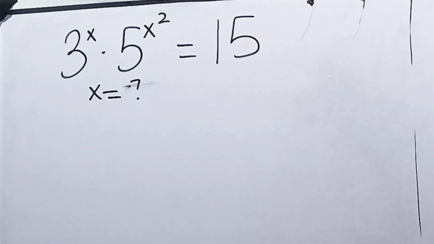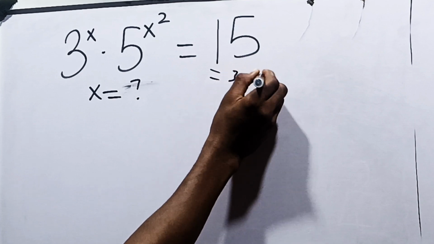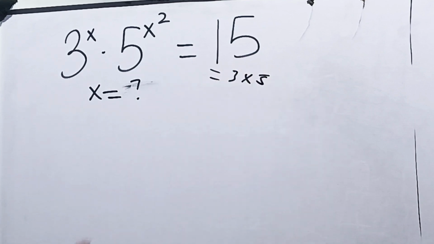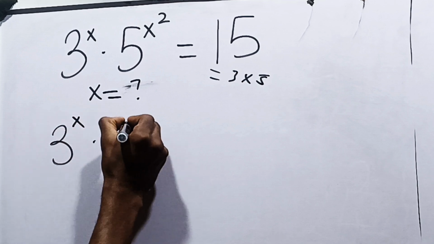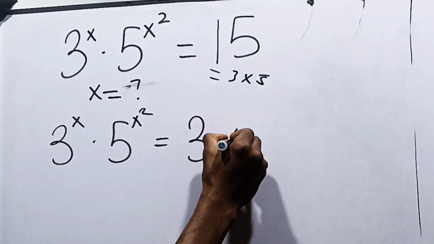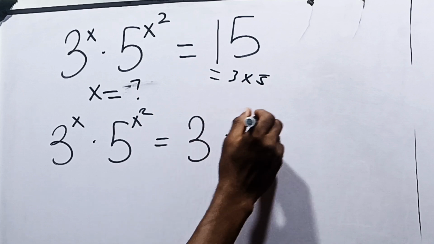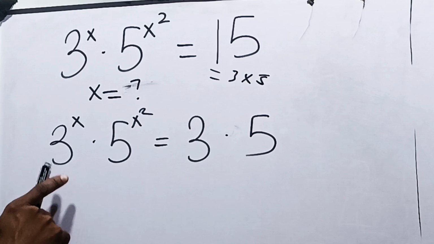Now, first of all, what I want to state is that 15 is equal to 3 times 5, alright? So because 15 is equal to 3 times 5, we can go ahead and say that this is 3 raised to the power of x multiplied by 5 raised to the power of x squared to be equal to 3 multiplied by 5, alright? If this is the case, we can go ahead and say, let's divide each side by 3.